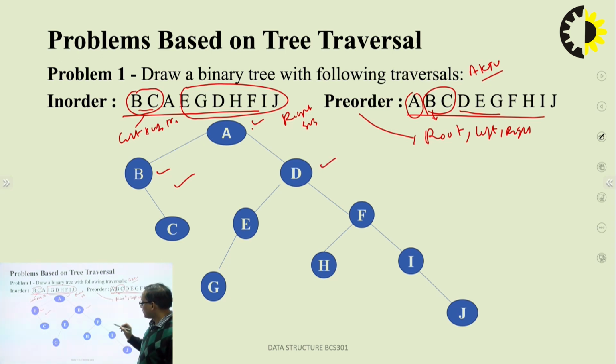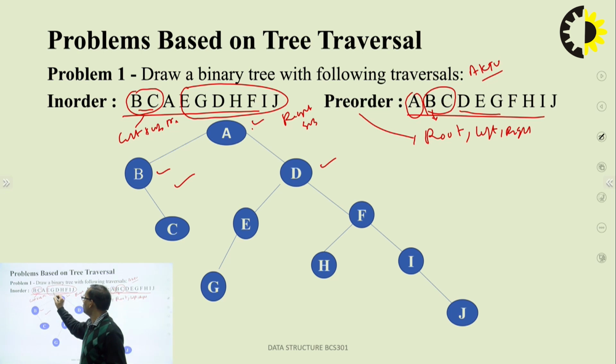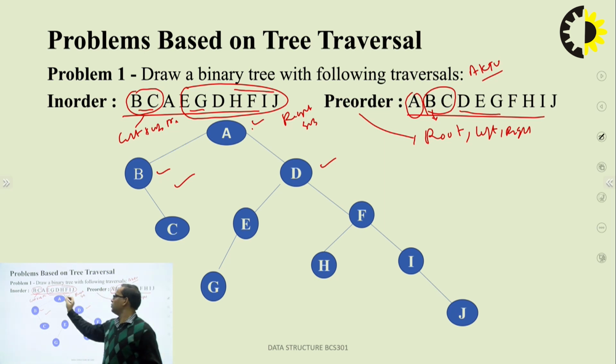Now see the in-order sequence. The nodes E and G are on the left side of D and the nodes H, F, I, J are on the right side. These belong to the left side, these belong to the right side. It means E and G will belong to the left subtree of D and H, F, I, J belong to the right subtree of D. Again we have to first construct the left subtree of D.